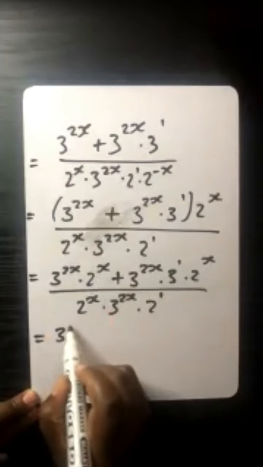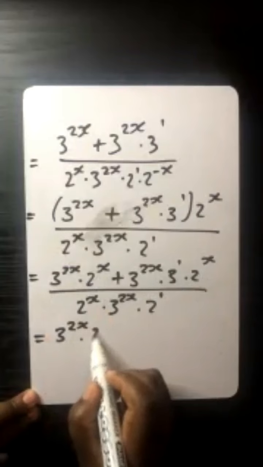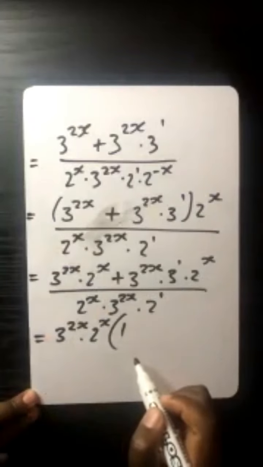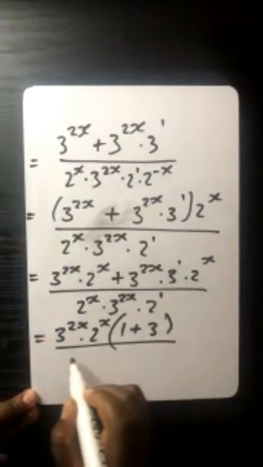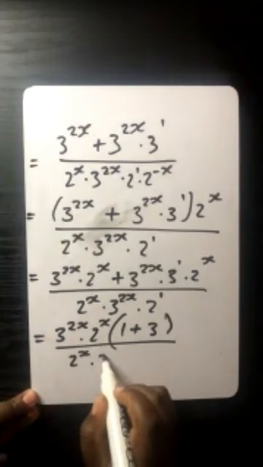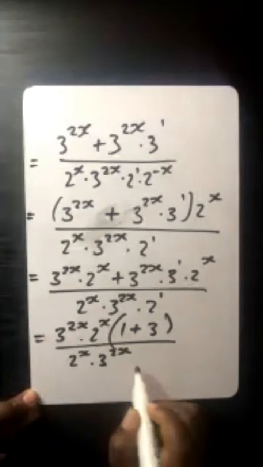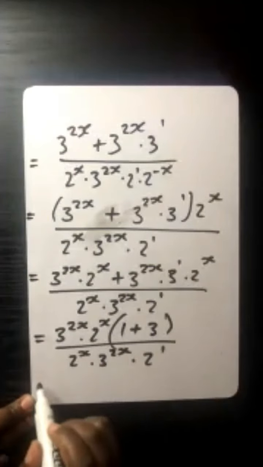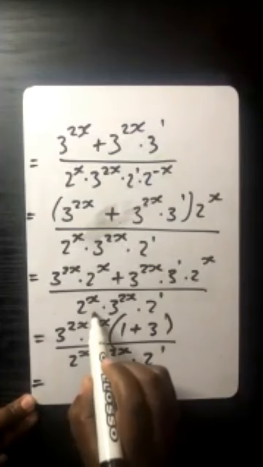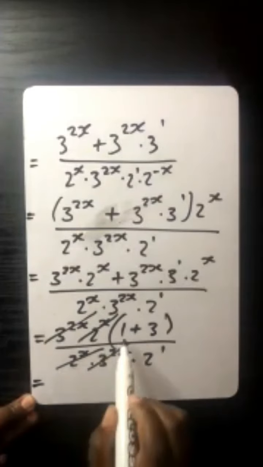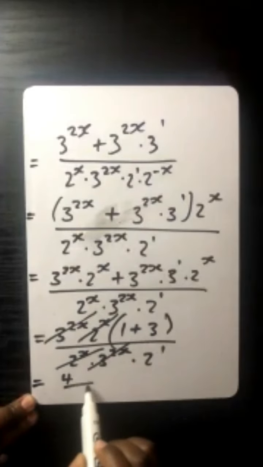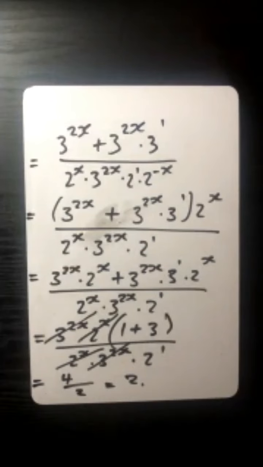So that means you've got 3 to the exponent 2x multiplied by 2 to the exponent x as the common factor. Then you've got 1 plus 3 divided by 2 to the exponent x multiplied by 3 to the exponent that multiplied by 2 that. So can you see, this cancels that and this cancels that. Then you've got 4 divided by 2, which is equal to 2.